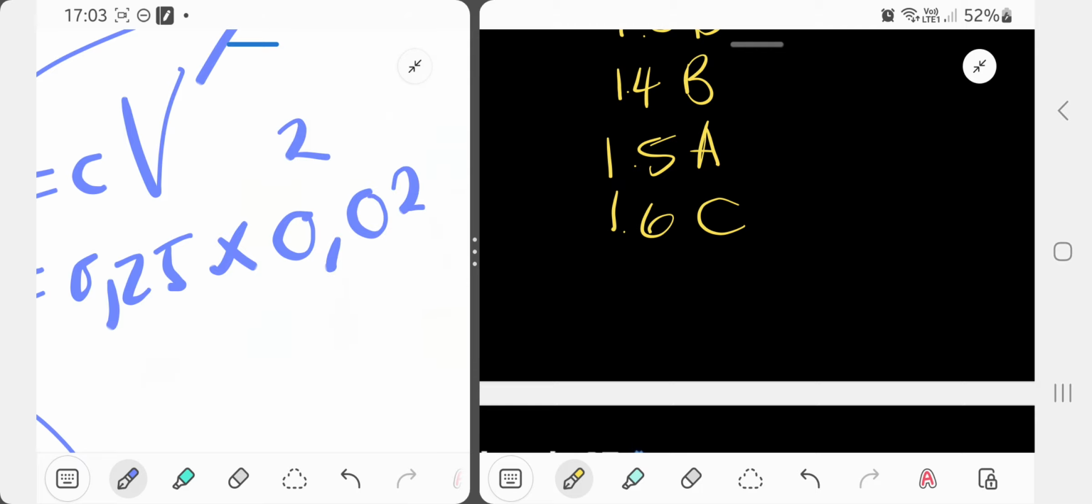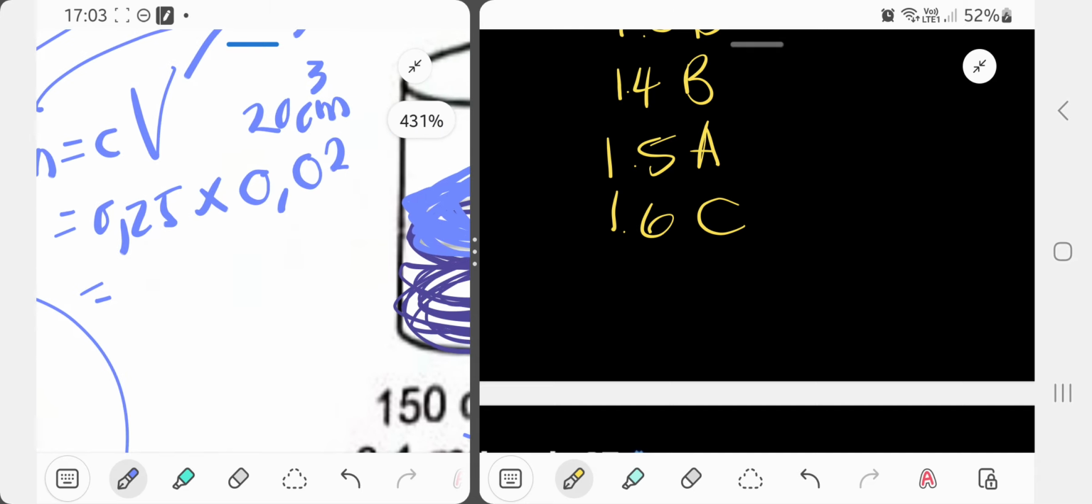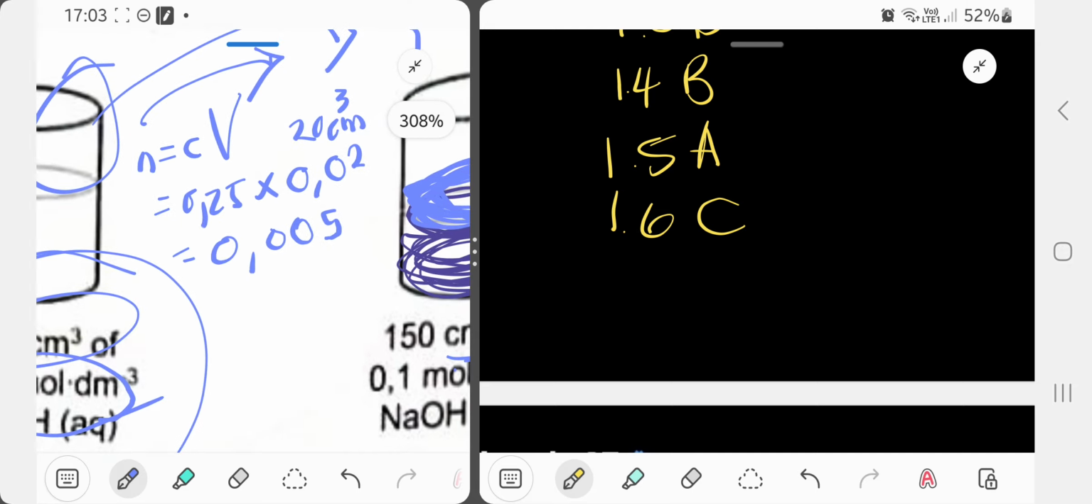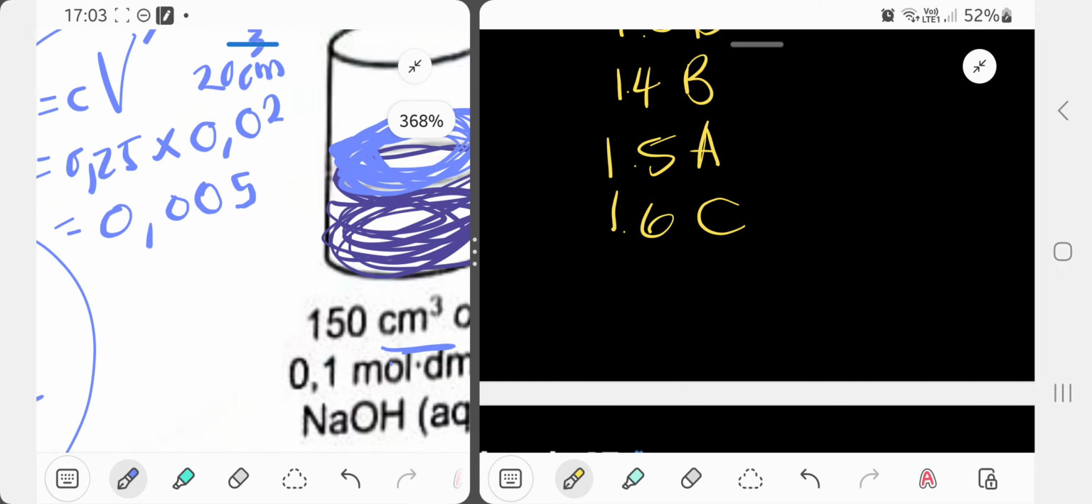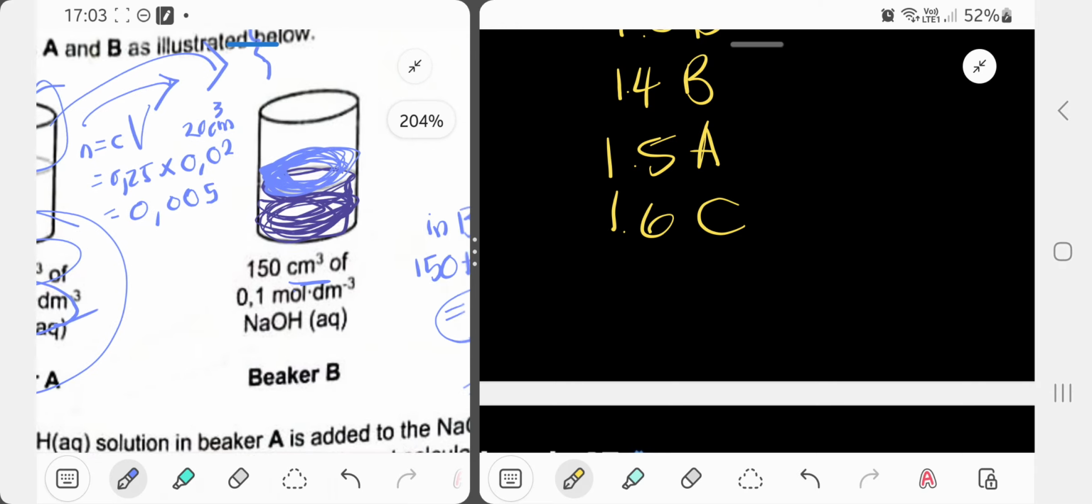0.02, which is 20 cm³. Remember, we need to divide by 1k. So I believe here we're going to have 0.005. Yes, I think so. Okay, just confirm there. Right, so 0.005, that's what we're going to be having there.